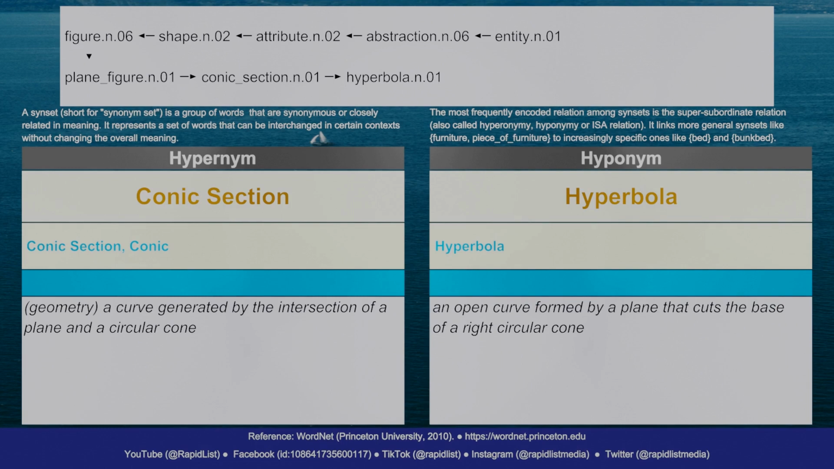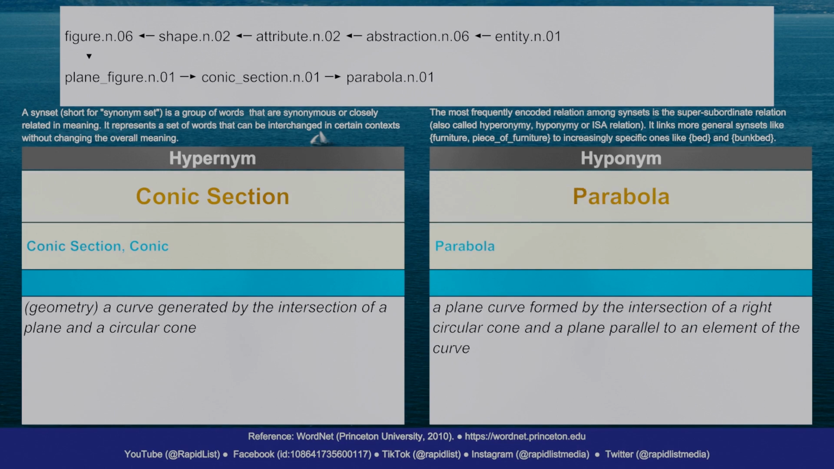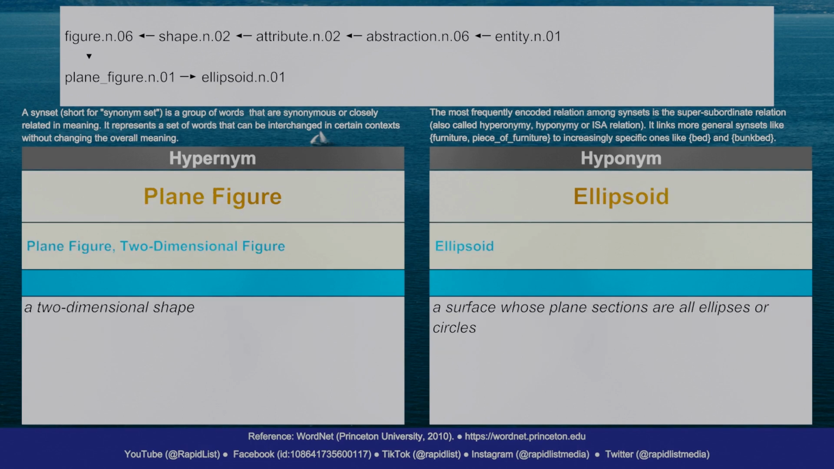Hyperbola. An open curve formed by a plane that cuts the base of a right circular cone. Parabola. A plane curve formed by the intersection of a right circular cone and a plane parallel to an element of the curve. Ellipsoid. A surface whose plane sections are all ellipses or circles. The Earth is an ellipsoid.